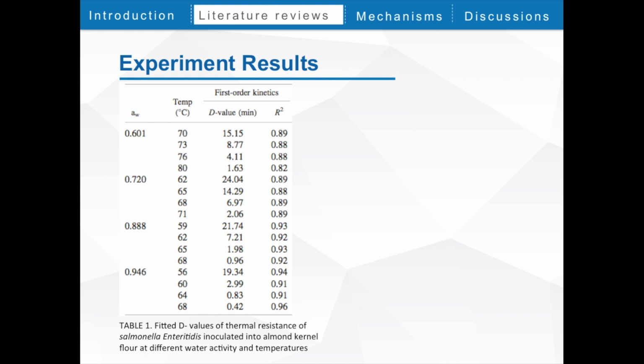Let's move on to the experiment result of Salmonella. Villa Rojas, with other colleagues, investigated the heat inactivation of Salmonella enteritidis in almond kernel flour at 4 different water activities. The result is shown in the table. As the water activity decreases, the required heat inactivation time increases. For example, at 68 degrees, a D-value of 0.42 minutes was obtained for the sample with water activity 0.946, but increased to 6.97 when the water activity was reduced to 0.72.